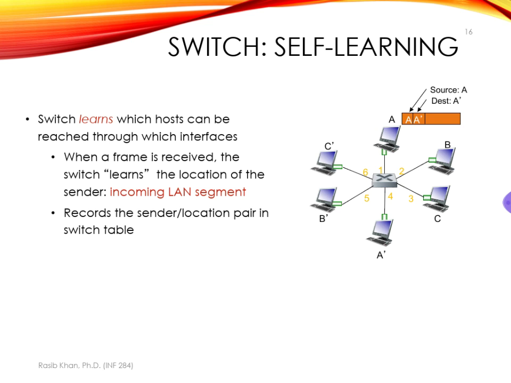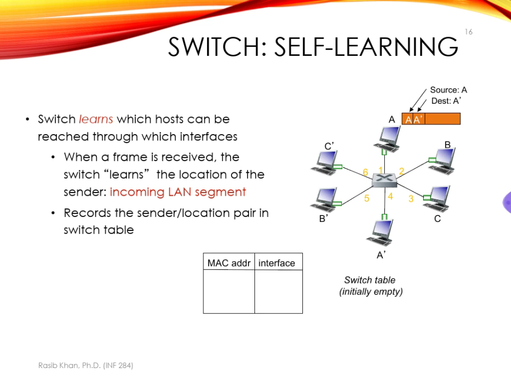So let us assume that host A is going to send out a frame. In this example, the frame has the source as the MAC address of A and the destination as the MAC address of A prime. Initially, the switch table, or the switch forwarding table, or the MAC address table, it's all the same thing, is empty, and A sends the record out to the switch.